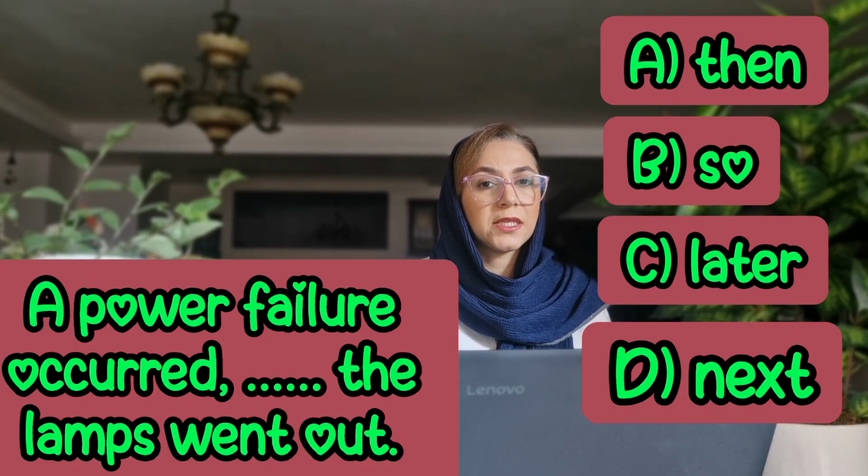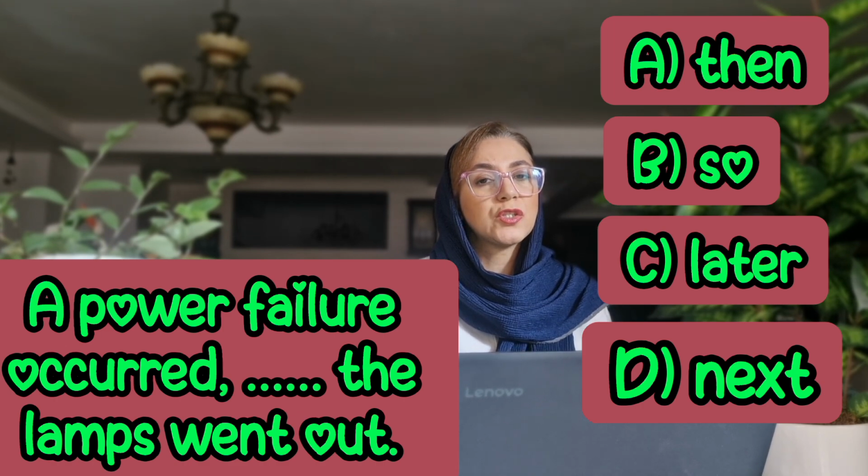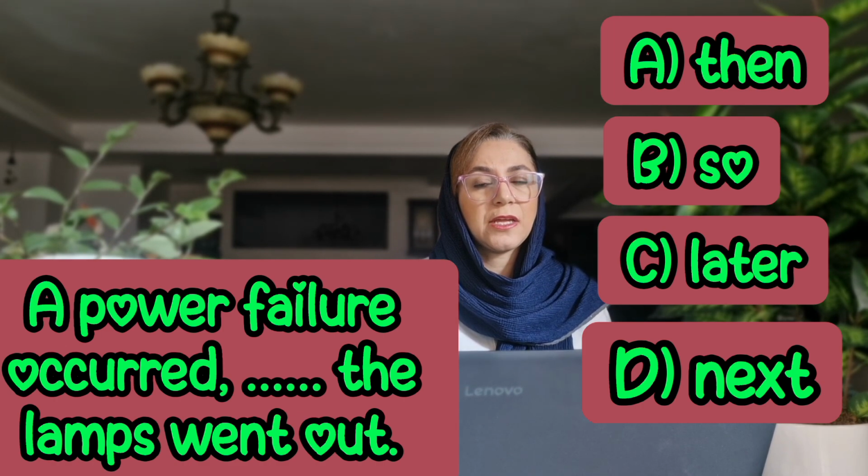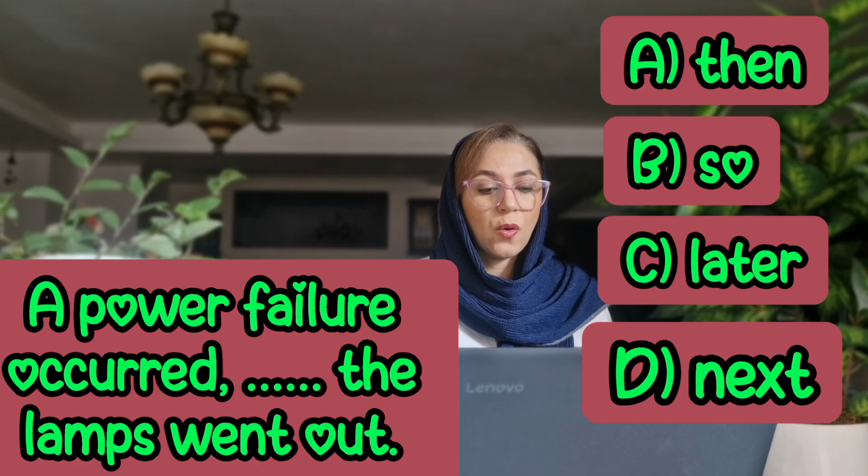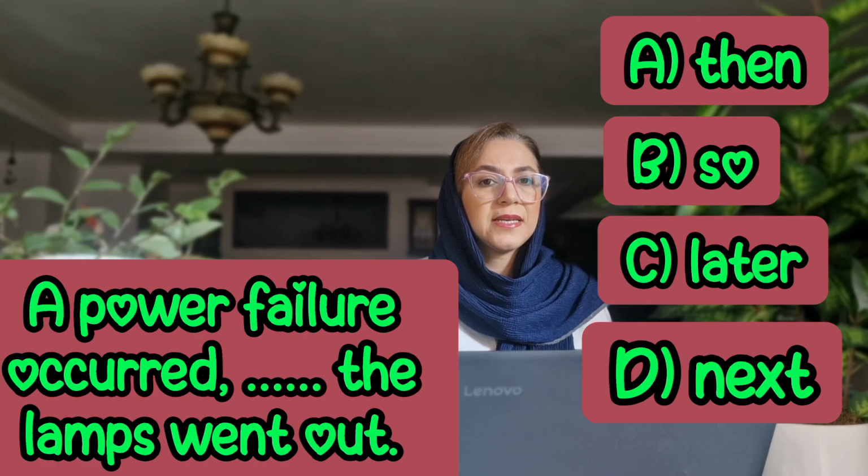So what do we need? We need a connector between these two. And because two sentences are complete and they don't need anything for the meaning to be completed, we need a coordinate connector. It means and, but, or, so, yet. So the correct choice is B, so. Because A, then, C, later, and D, next are adverbs.